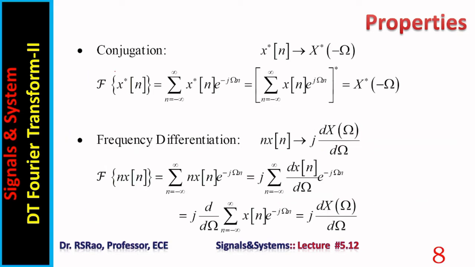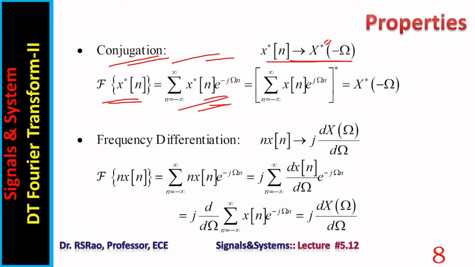Now we consider another property, conjugation. Transform of x of n conjugate is equal to x of minus omega conjugate. How has this relation come into being? To see that, apply the transform to x of n conjugate. By definition, it is equal to summation n ranging from minus infinity to infinity x of n conjugate multiplied by e power minus j omega n.